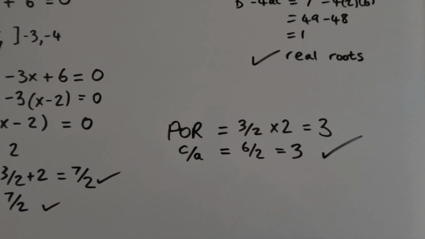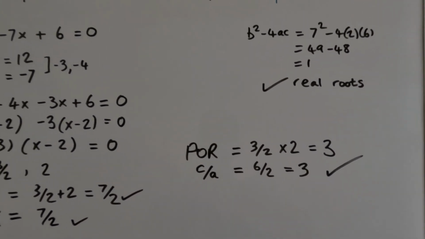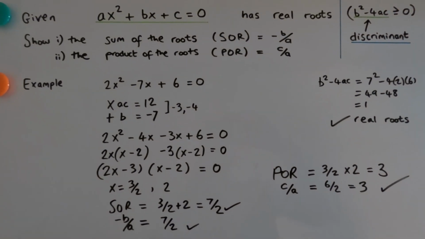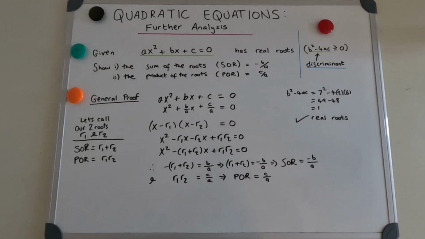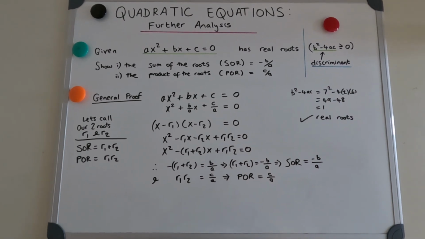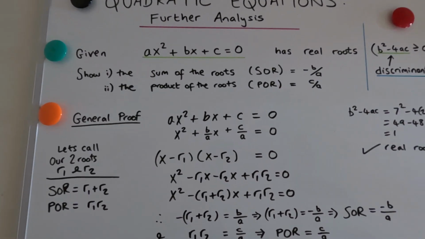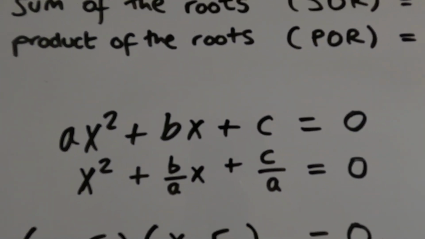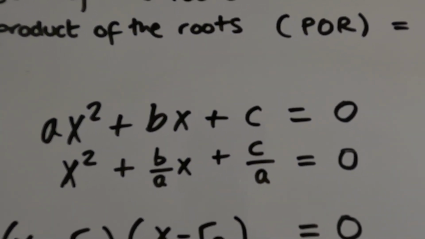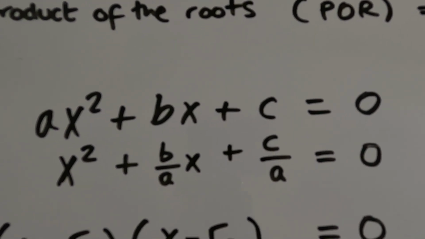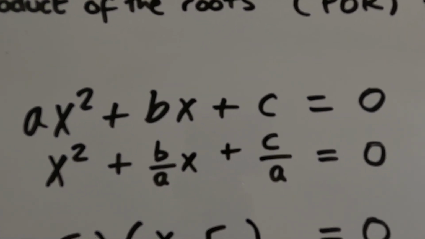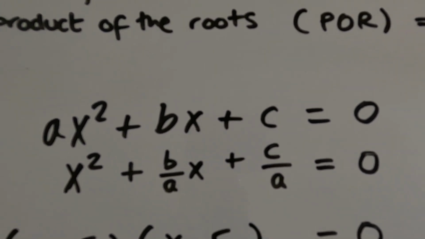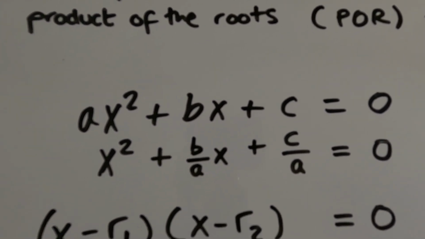Okay, so now we're going to proceed and we're going to prove this in general. The general proof of this is not very difficult, so let's get into it. So consider the original equation again, ax squared plus bx plus c equals 0. If we divide through by a, we get x squared plus b over a x plus c over a equals 0. It will become apparent why I've done that in a minute.